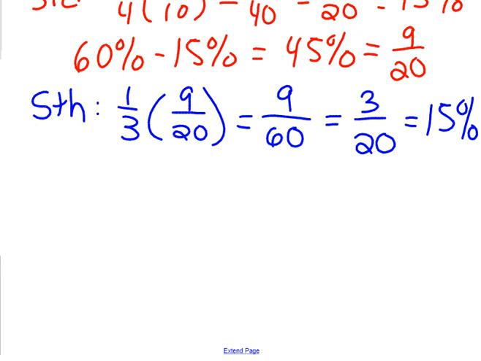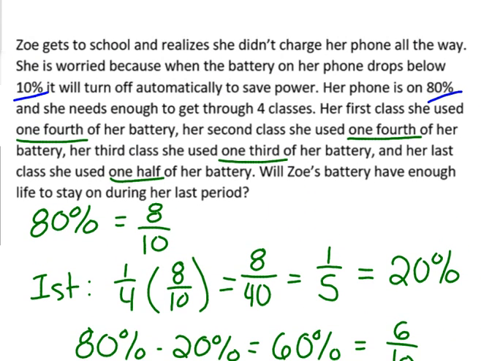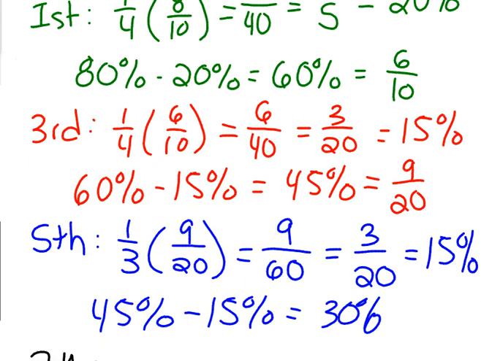So we'll do 45% minus 15%. So now we're down to 30%. So we're getting close to that 10% to where her phone's going to cut off. So now her last class, we'll call this 7th period. Do or die. So in 7th period, she used 1/2 of her remaining battery.